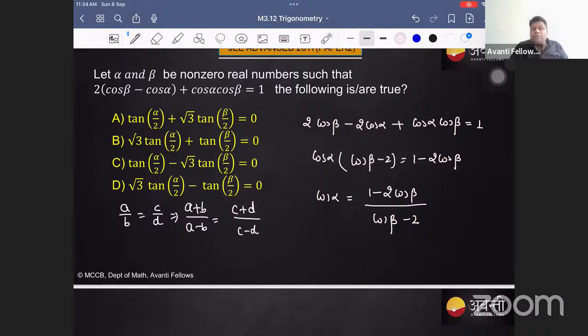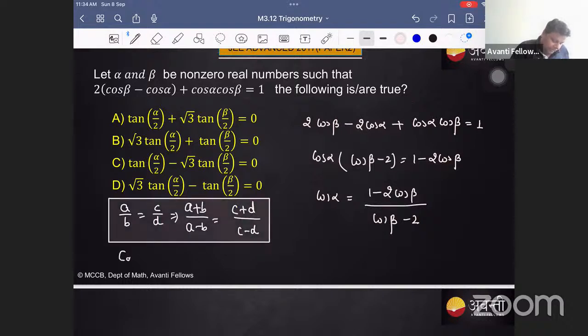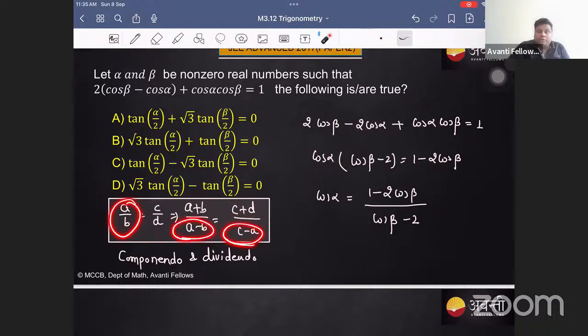As of now, I did not use anything, but this is something new, might be new for you. This is what we call componendo and dividendo. If a plus b equals c upon d, then a plus b upon a minus b equals c plus d upon c minus d. That means addition of numerator and denominator in the numerator here also, and difference of numerator and denominator here also.